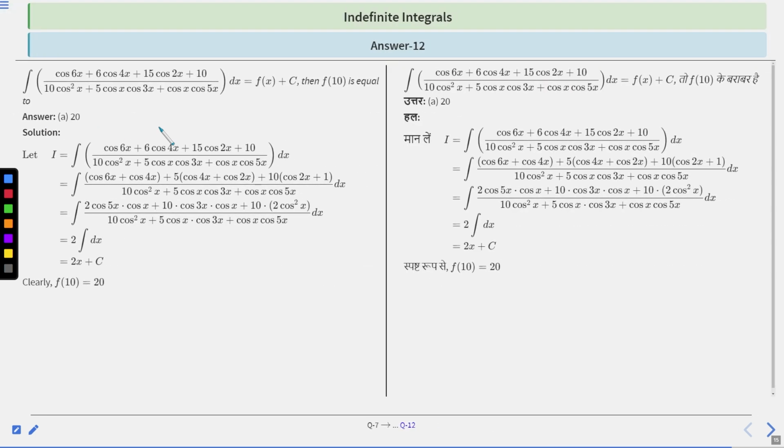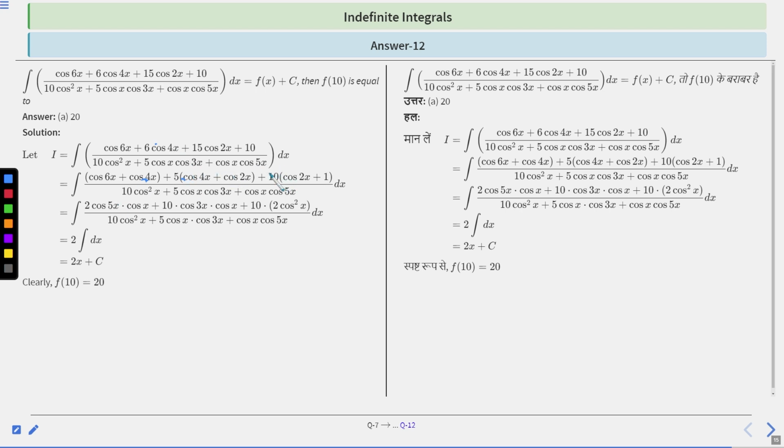Okay, let's move to the solution part C. Integration of cos 6x plus 6 cos 4x plus 15 cos 2x plus 10 upon 10 cos square x plus 5 cos x cos 3x plus cos x cos 5x dx. Now see, 6 cos 4x can be written as cos 4x plus 5 cos 4x, right? And 15 cos 2x can be written as 10 cos 2x plus 5 cos 2x, right? Now see, 1 cos 4x will come with this, and 5 cos 4x will come with this, because we can take 5 as common, right?